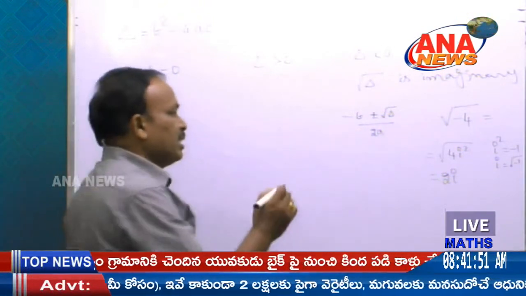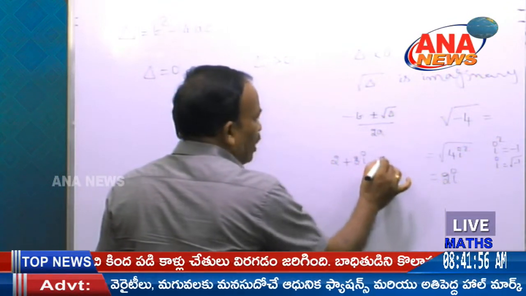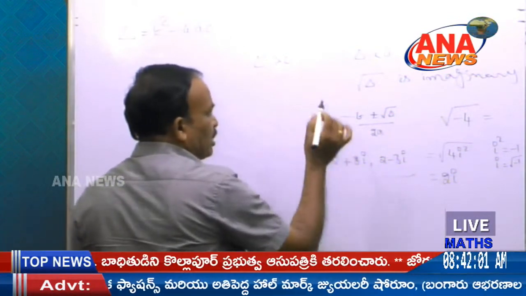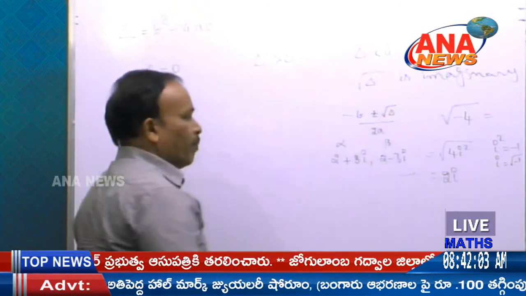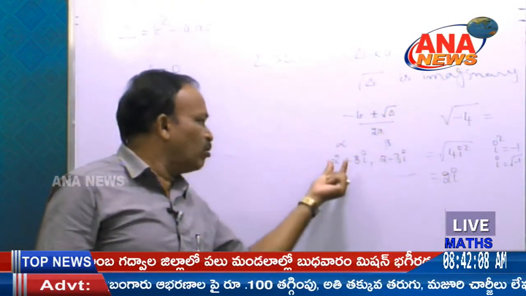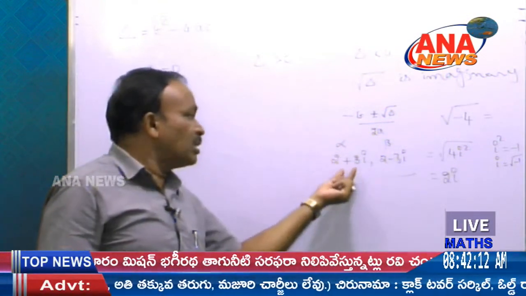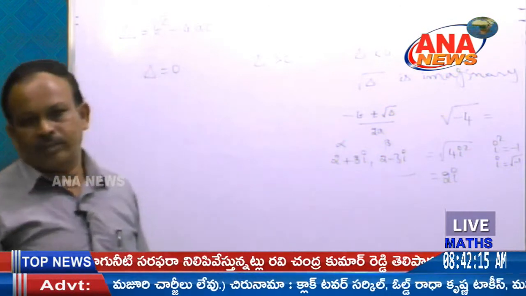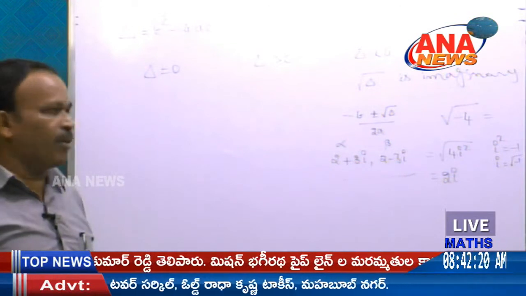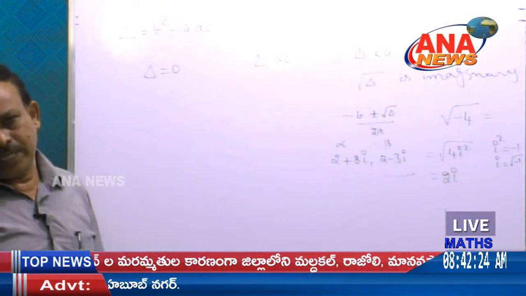For example, see this: 2 plus 3i is one root and another root is 2 minus 3i. Suppose this is alpha and this is beta. Here, minus b plus or minus root delta by 2a gives 2 plus 3i and 2 minus 3i. One is the conjugate of the other. 2 plus 3i and 2 minus 3i are conjugate complex numbers.